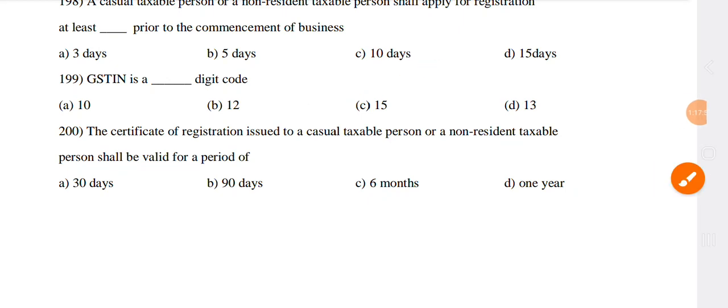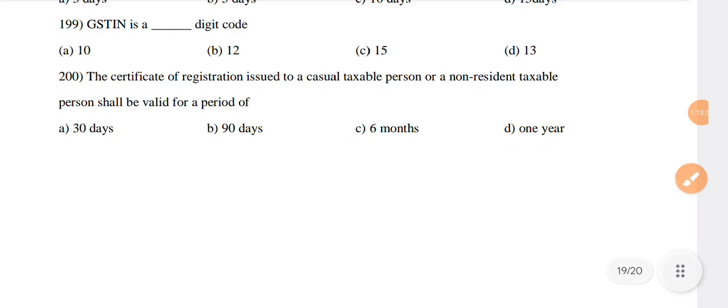Next question, the certificate of registration issued to a casual taxable person or a non-resident taxable person shall be valid for a period of option A, 30 days; B, 90 days; C, 6 months; and D, 1 year. The correct option is B, 90 days.